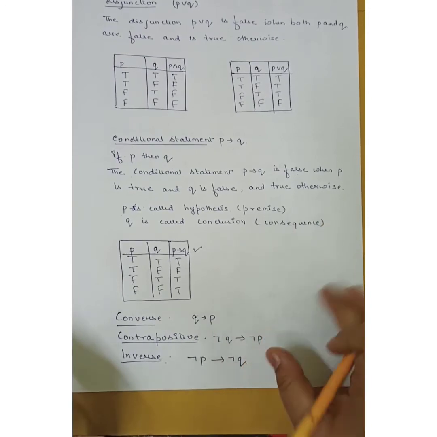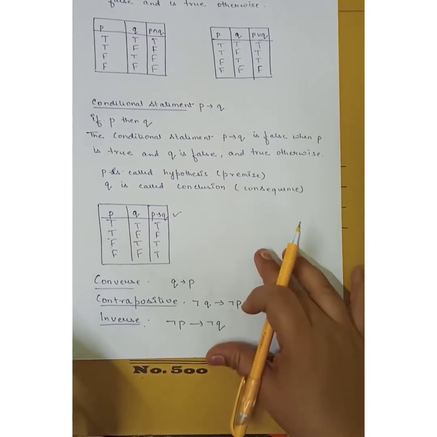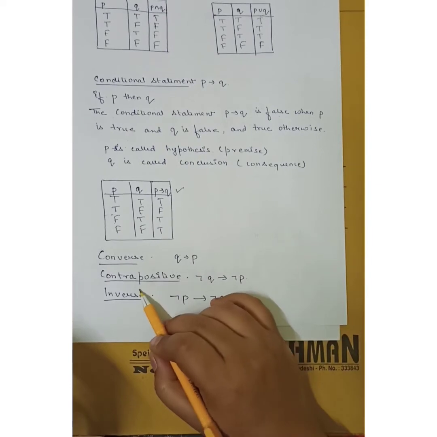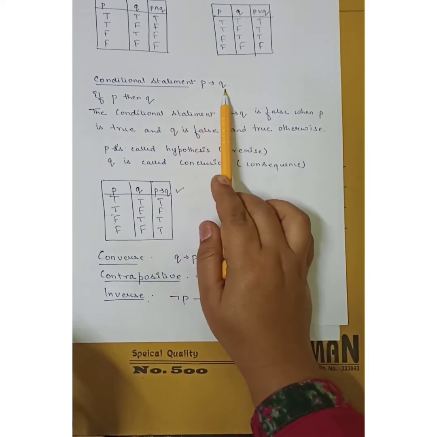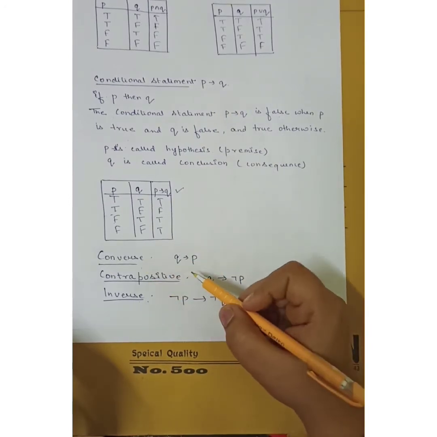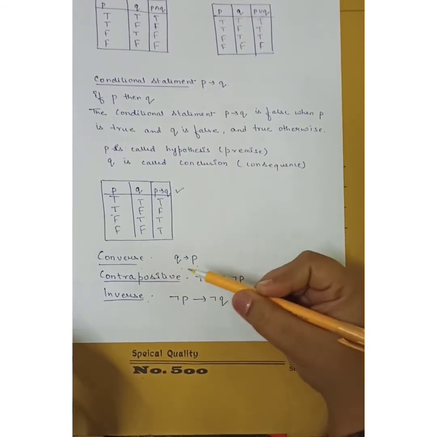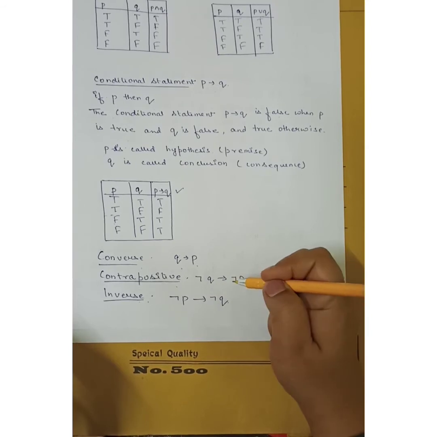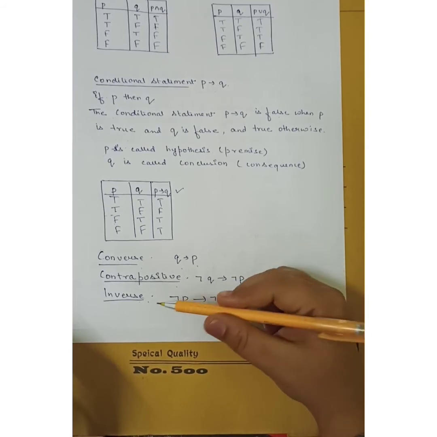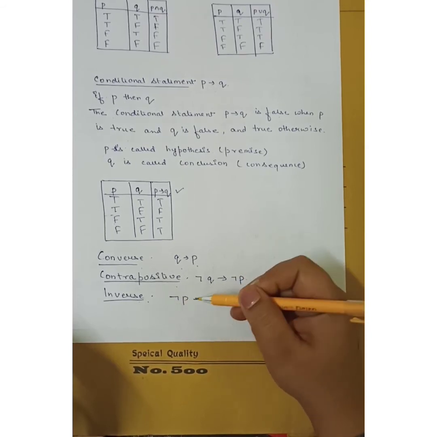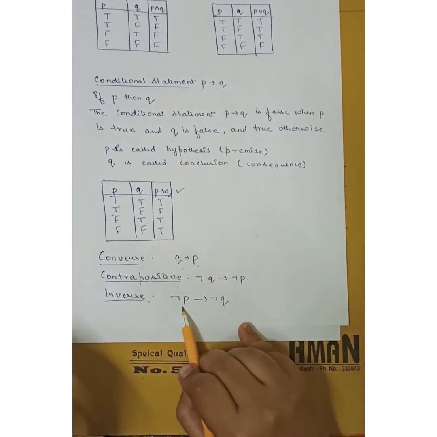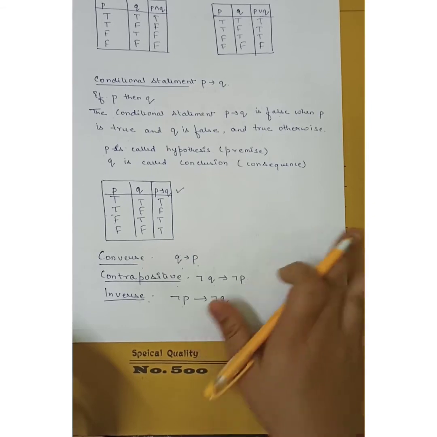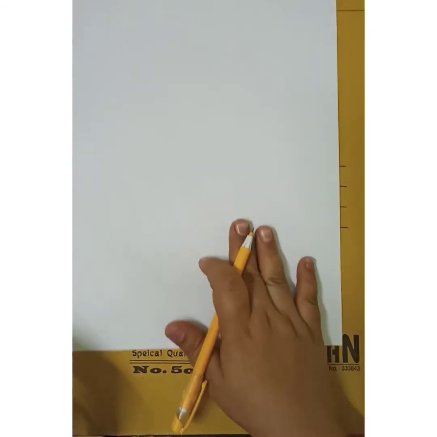The next thing we have to study here is the converse, contrapositive and inverse. If we have a conditional statement P implies Q, then its converse is Q implies P and its contrapositive is negation of Q implies negation of P. The next is the inverse: the inverse of P implies Q is negation of P implies negation of Q.